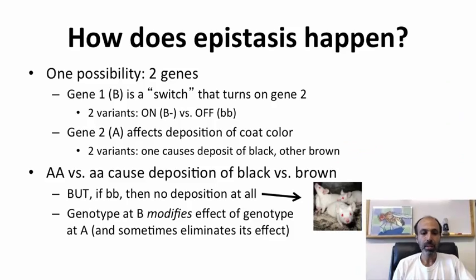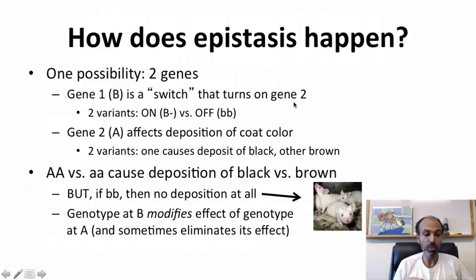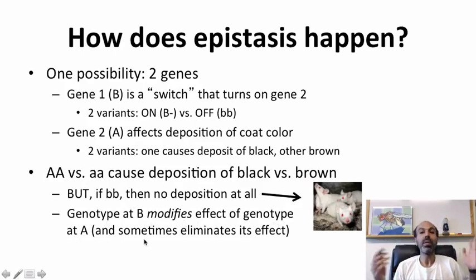And honestly, that's only one way that epistasis can happen. Two genes, where gene 1 B is a switch that turns off gene 2. Right? This is similar to what we just saw. Whereas gene 2 affects the deposition of coat color, where one causes black and the other causes brown. But if you turn off the switch, it doesn't matter, right? So this is what was going on in this particular example. The genotype at B modifies the effect of the genotype at A and sometimes eliminates its effect completely. Okay?